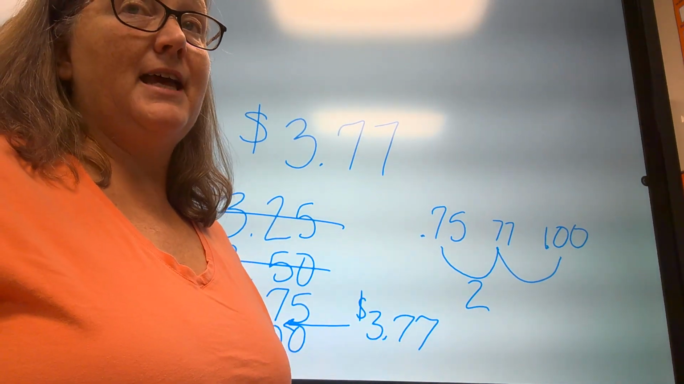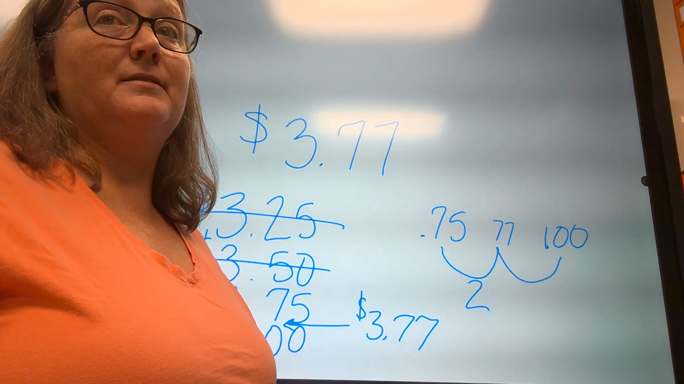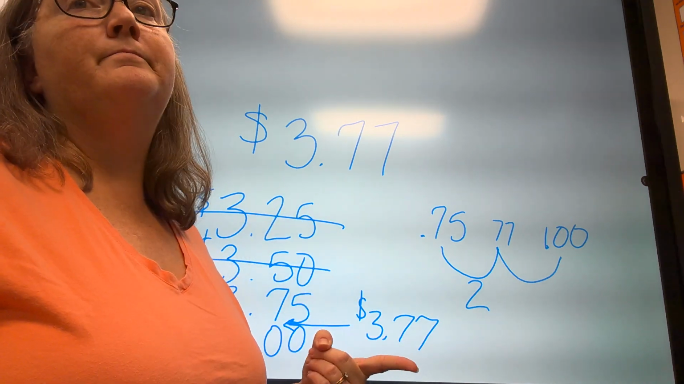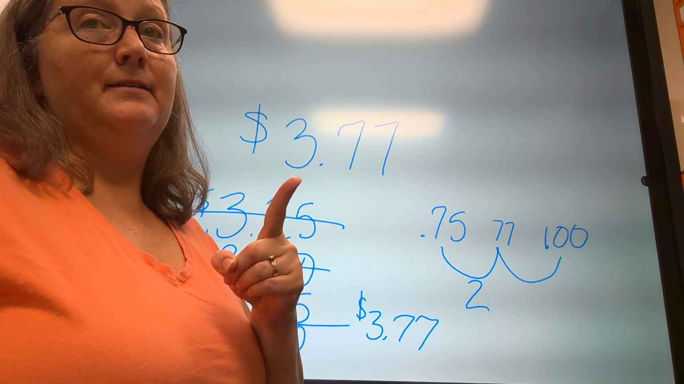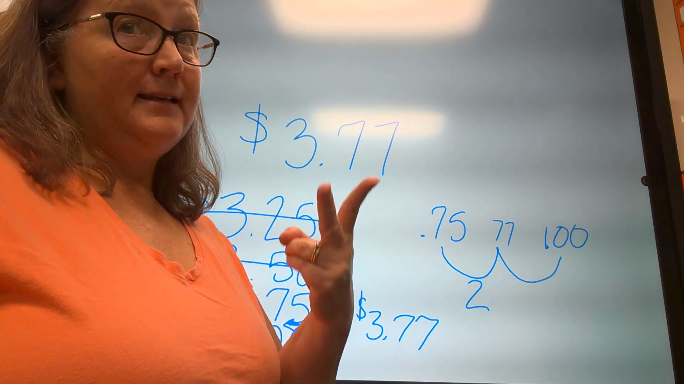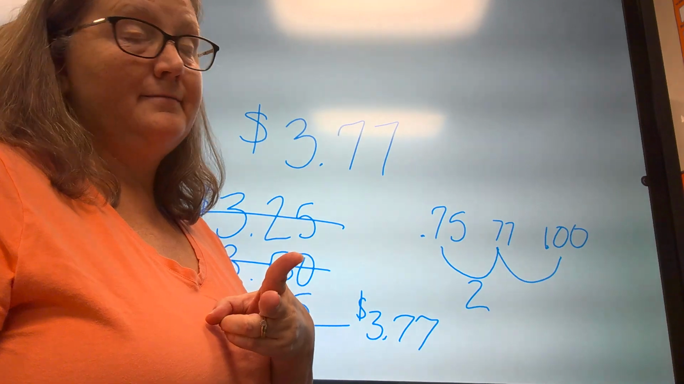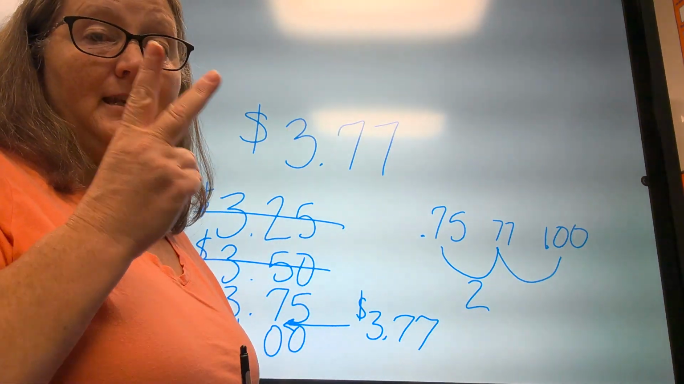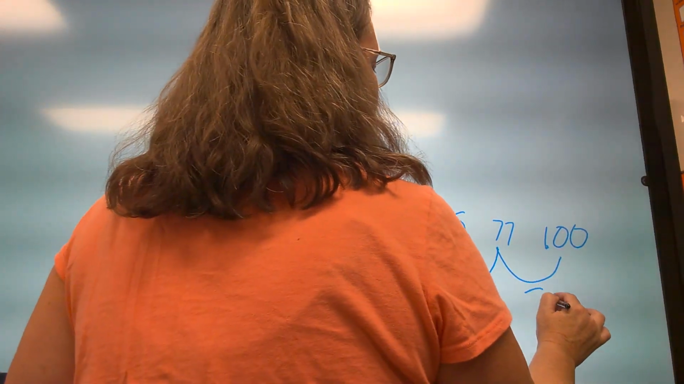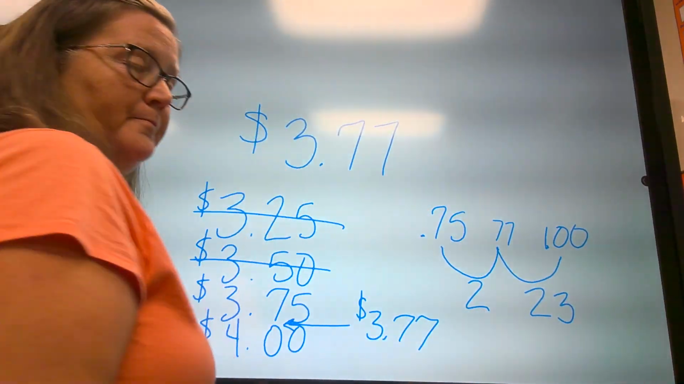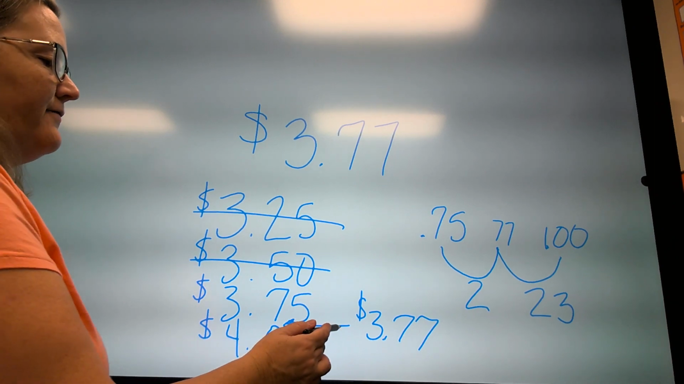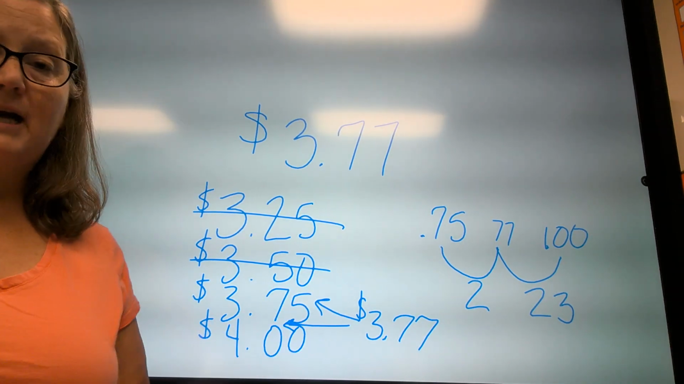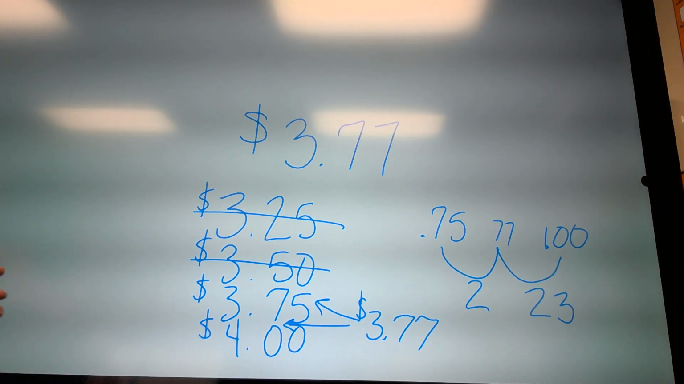From 77, can you add on 10 and be at 100 yet? 87. Yeah, I can add on at least 10. Can I add on another 10? 87 plus 10 is 97. Can I add on some ones? 97, 98, 99, 100. So 75 would be closer. So $3.77 would round down to $3.75.